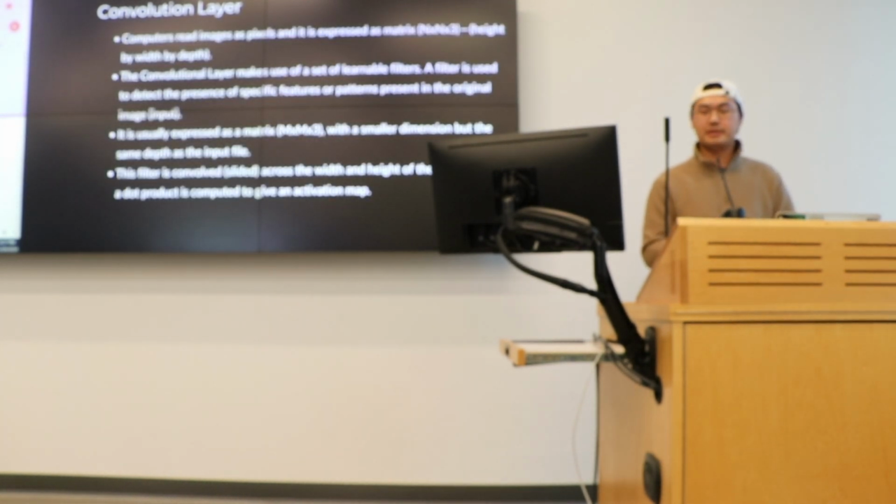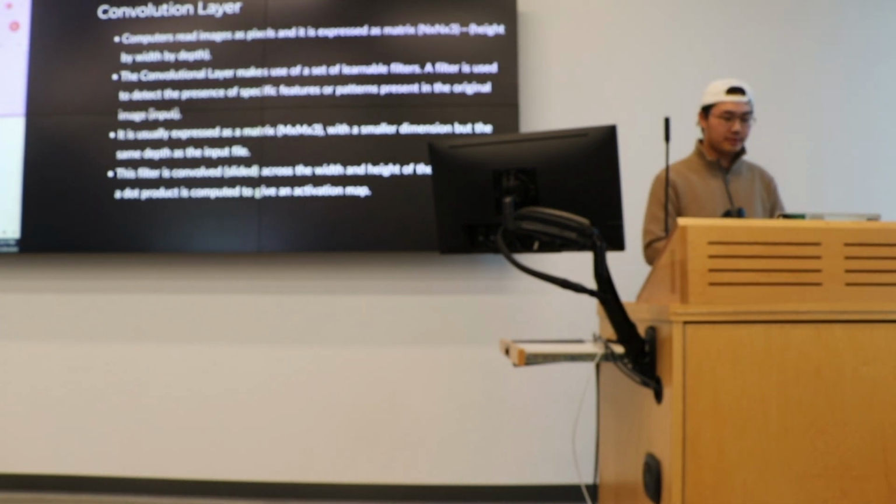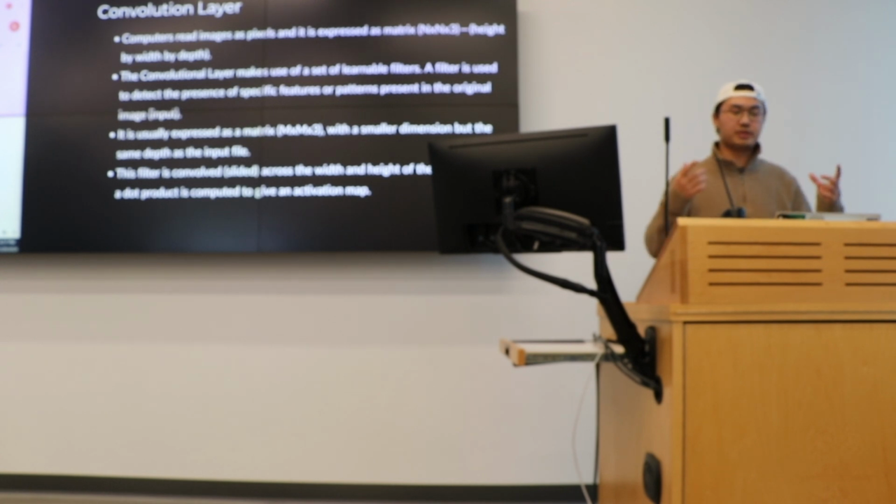In this, we typically use something called a kernel. Otherwise, sometimes you might hear of it as a filter. Essentially, it's kind of like a mini matrix, in which it has smaller dimensions than your original matrix, which is your image.